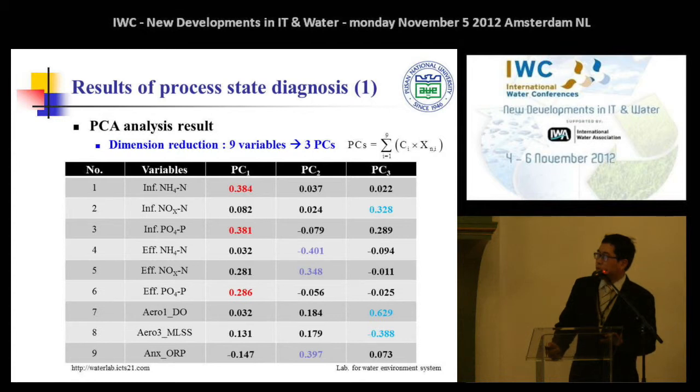This slide shows one result of the process state diagnosis, the PCA result. By using PCA, the high dimension could be reduced, and three principal components can represent the nine variables' properties. For example, PC1 is highly affected by changing influent ammonia, influent phosphate, and effluent phosphate. This value represents the coefficient of each variable in each species. The final species scores are calculated by multiplying this coefficient by each value of the variables.